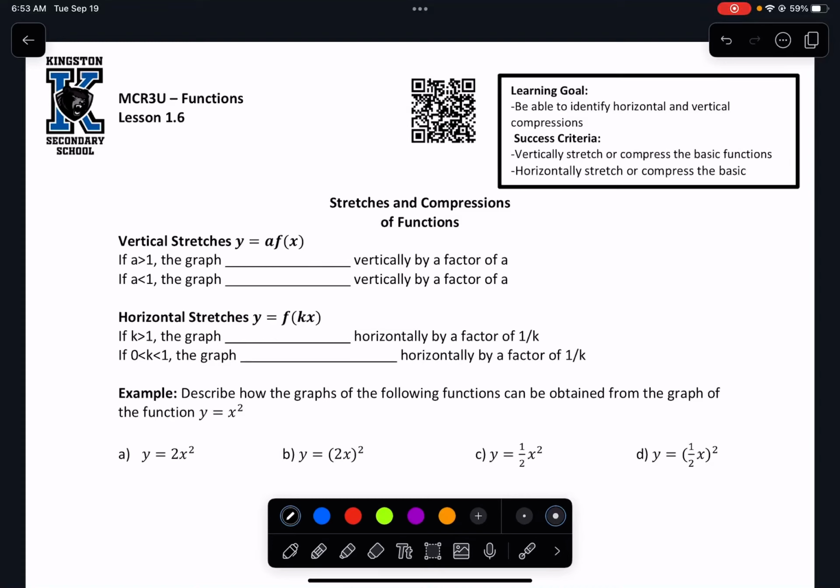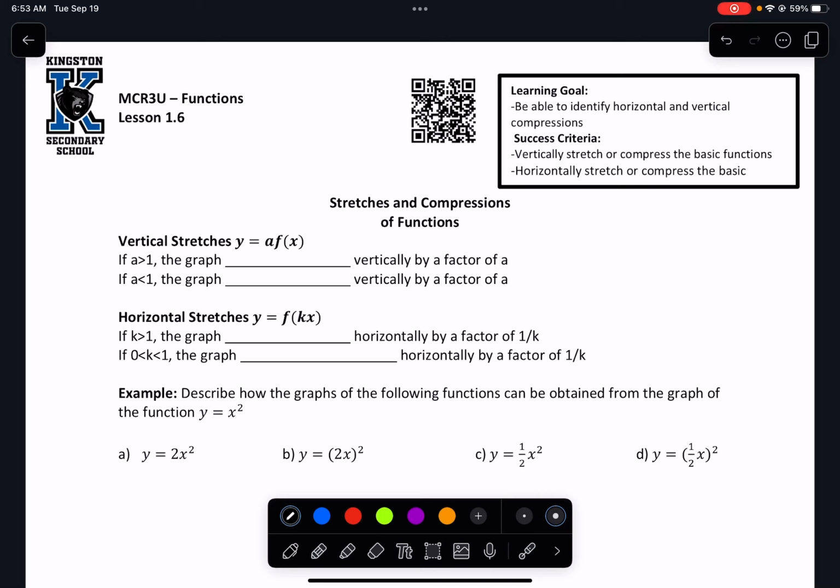All right, so we're going to take a look at stretches and compressions of functions today. You'll notice the difference between your grade 10 lesson and today is last year would have been just vertical stretches and compressions, but this year we're going to take a look at vertical as well as horizontal, okay? And we're going to use some knowledge from grade 10.